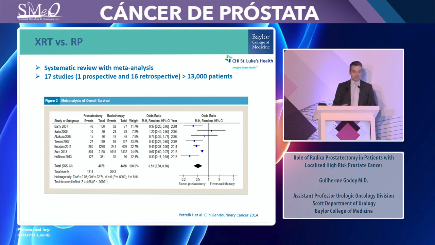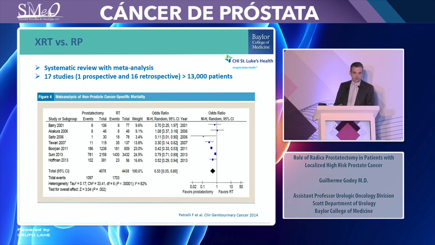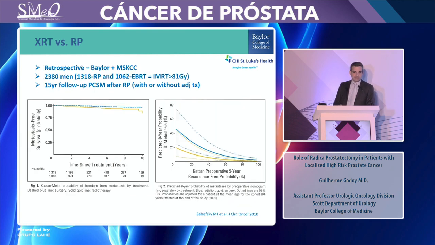So we're going to look at the systematic review of meta-analysis, and this one, for example, looked at 17 studies. 16 of those were retrospective series, over 13,000 patients, and as you can see in this forest plot, looking at the overall survival, there was a trend towards surgery being better for patients with high-risk disease. If you look at outcomes for cancer-specific survival, similar results, and also for non-prostate cancer-specific mortality, same thing.